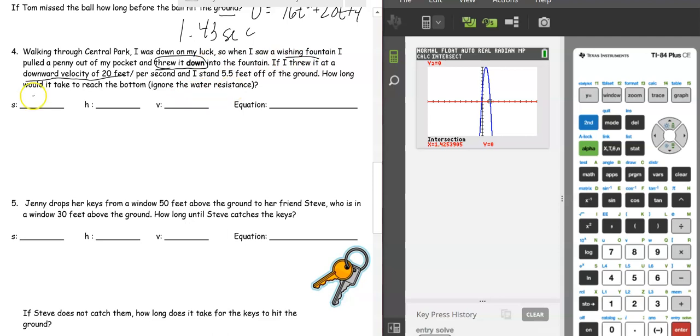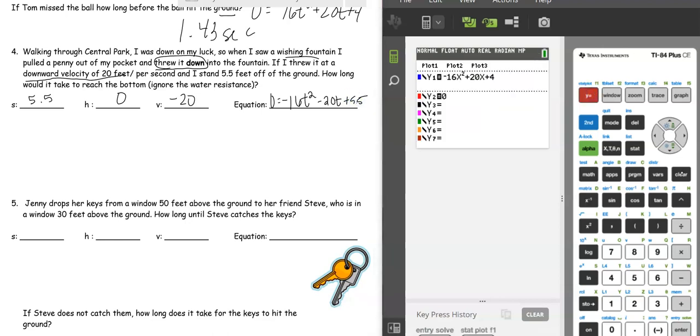So my starting height is 5.5. My ending height is 0 because it's the ground. My velocity is going to be negative 20 because I'm putting a downward force on it. I am throwing it straight down. I did not let it go all the way up just to come down. I am literally throwing it down. So my equation would be 0 equals negative 16t squared minus 20t plus 5.5.